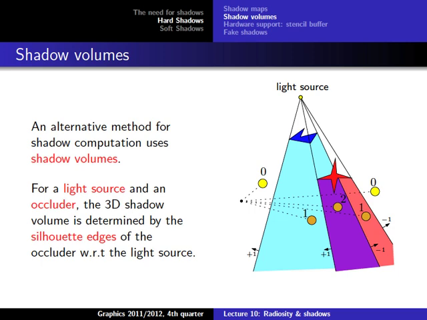Another approach that we often use for hard shadow calculation is the so-called shadow volumes, where the basic idea is to treat the shadows as another object. Yeah, question?